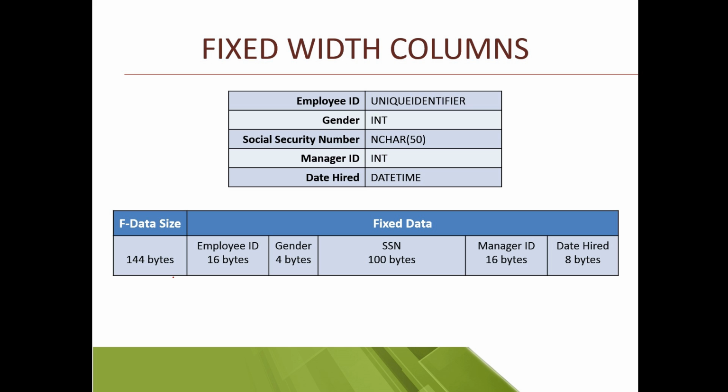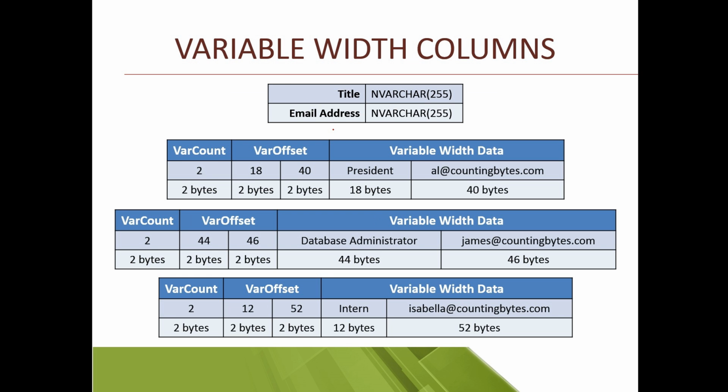So SQL Server can know that when it's looking at a pointer on disk, if I need the social security number, I know via the data types how many bytes I need to jump in order to actually pull the social security number or the date hired. It can do the math and immediately jump to my exact value. On the other hand, with variable width columns, let's look at, say, title and email address.